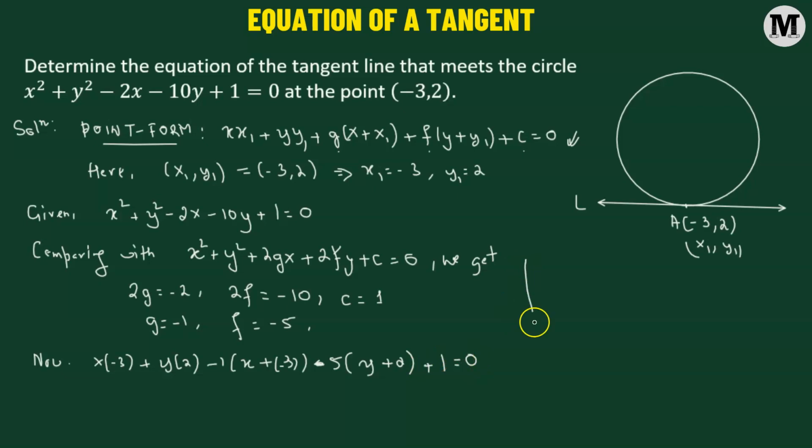So let's simplify this. Then we're going to get -3x plus 2y. We have -1 multiplied by x, so that's -x. Here we have -1 multiplied by -3, so that's +3. Then we have -5y minus 5 times 2, that's -10, added to 1 equals 0. The -3x, -x will give us -4x. 2y minus 5y, so that's -3y. And then we have 3 added to 1, that's 4. 4 minus 10, that's -6, equals 0.